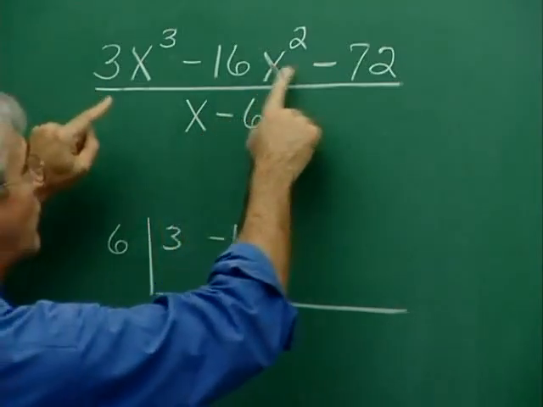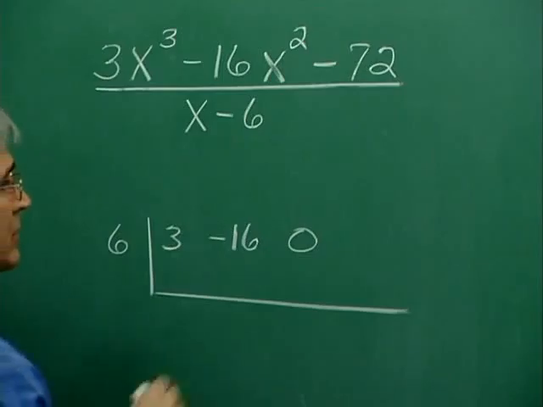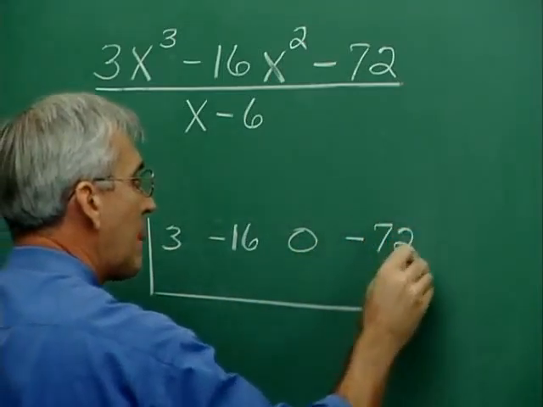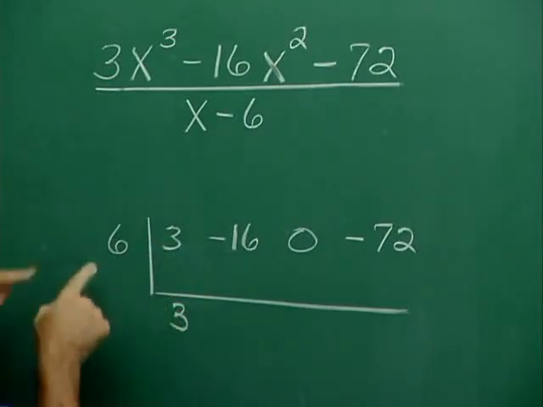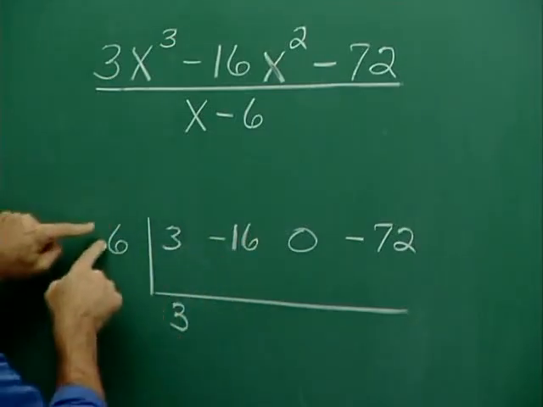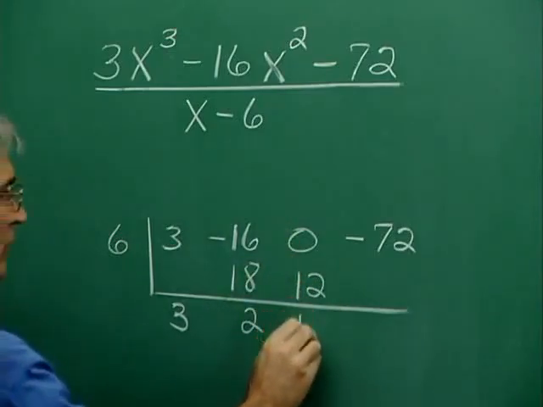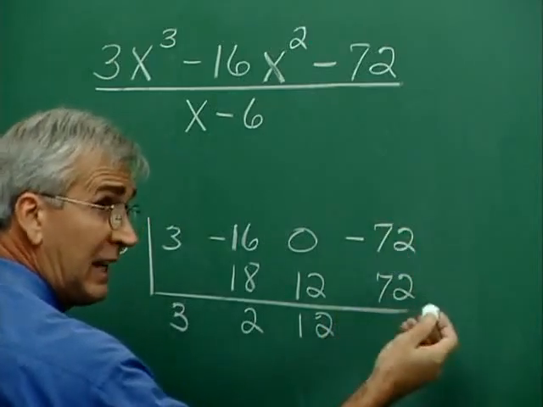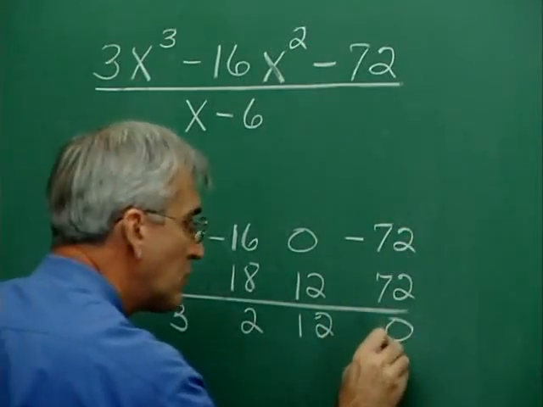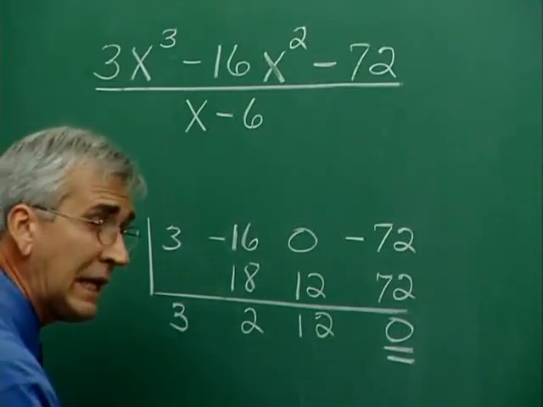And notice there's no first degree term in this polynomial, so we need a 0 as a placeholder for that term, and then minus 72. All right, and then we go through the synthetic division process. We bring down the 3, and then multiply, add, multiply, add, multiply, add. 6 times 3, 18. Adding here, negative 16 with 18, that's 2. 6 times 2, 12. And then adding, 12. 6 times 12, 72. Adding, collecting, you see, we get 0. So 0 then is our remainder. That means the division went evenly.